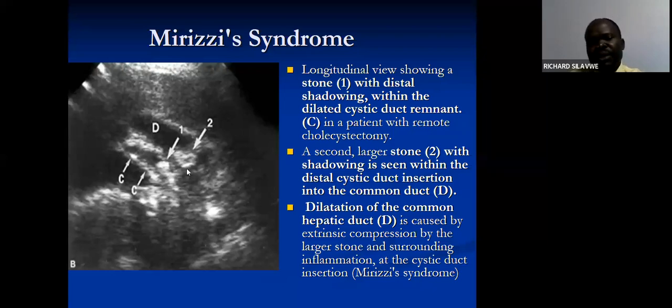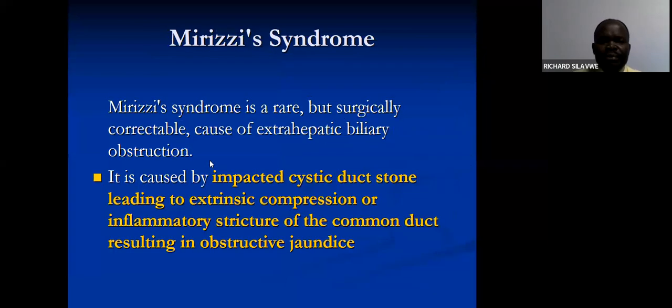This is just a picture that I'm showing you here, where you are able to see the stones, and you are able to see the cystic duct, which is impacted with the stone here. The stone is here. Mirizzi syndrome is a rare but surgically correctable cause of extrahepatic biliary obstruction. It is caused by an impacted cystic duct stone, like I mentioned earlier on, leading to extrinsic compression or inflammatory stricture of the common duct, resulting in obstructive jaundice.